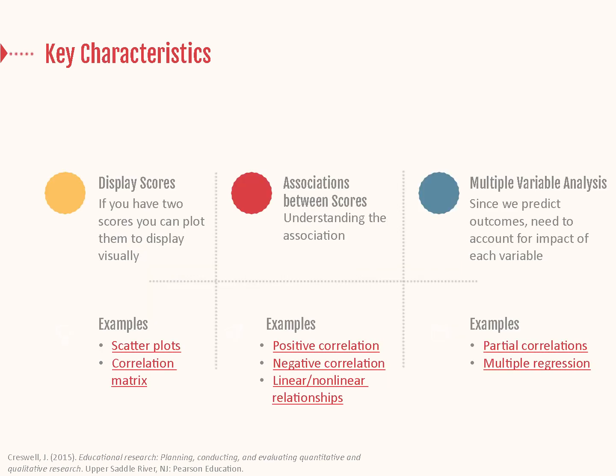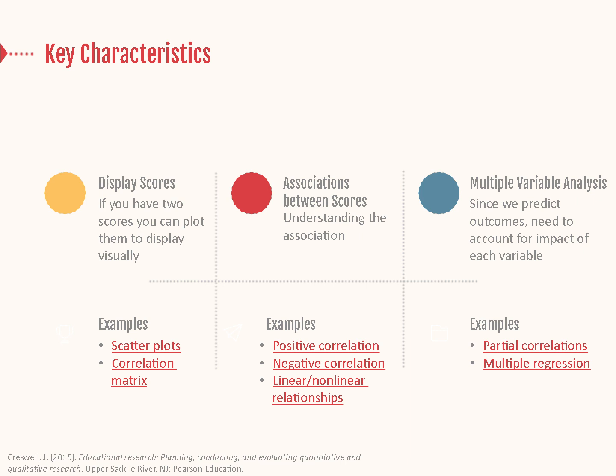The key characteristics to a correlational design are as follows. First, display the scores. If you have 2 scores, you can plot them visually to display them. Examples of this include scatter plots or a correlation matrix. Second, we need to know the association between the scores. This is understanding that association of the variables. Things that contribute to this are positive and negative correlation and linear and nonlinear relationships.